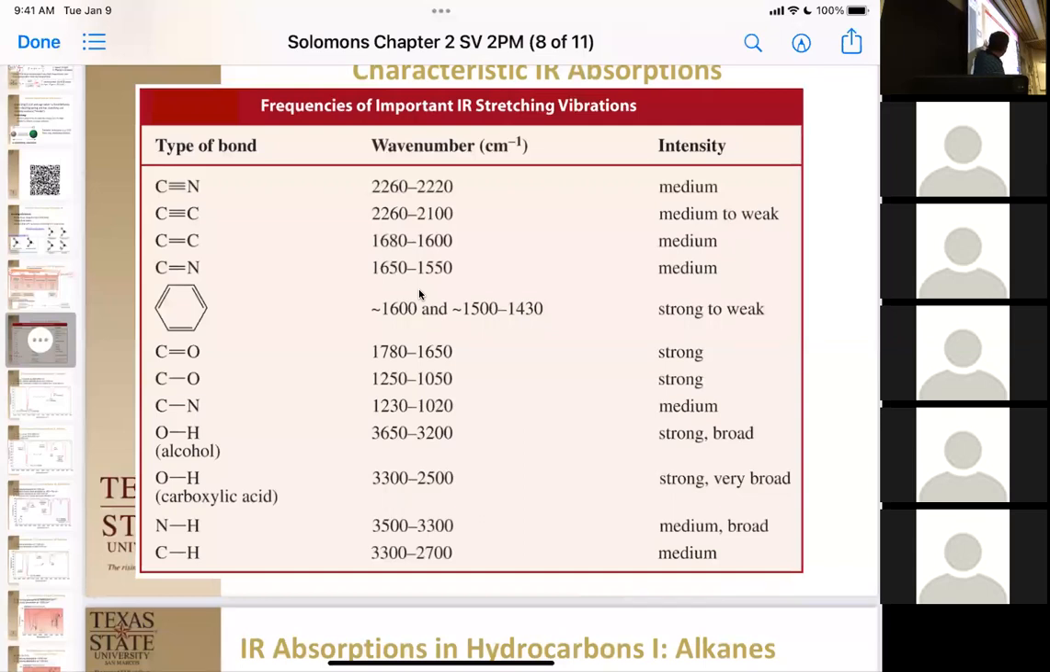But now if we go to these right here, carbon-oxygen and carbon-nitrogen, they're going to be strong because of the polarity for this one, medium for the polarity in this one, but they're both going to be below 1500 because they're both single bonds. Okay, so intensity follows polarity.